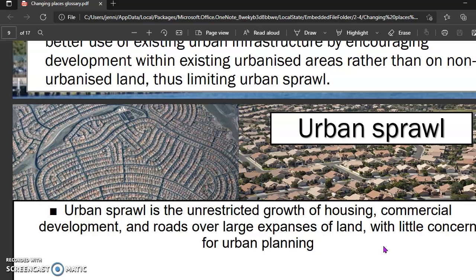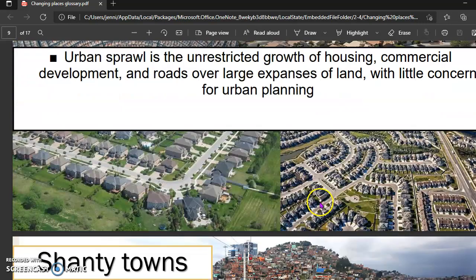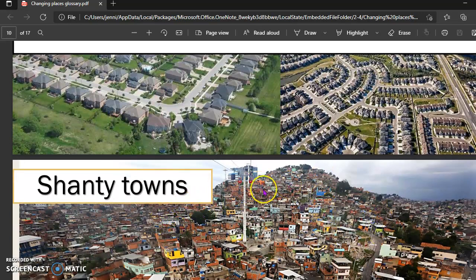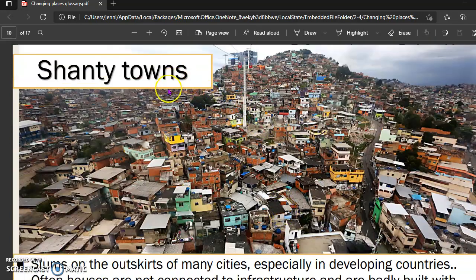That's obviously eating into the natural environment, and it makes for a very large city that, for example, would perhaps have a lot of transport problems because people have to travel further to get to work, to get to school. So that tends to be something that people want to avoid nowadays, which is why we have urban planning. Shanty towns, I guess, are an example of urban sprawl.